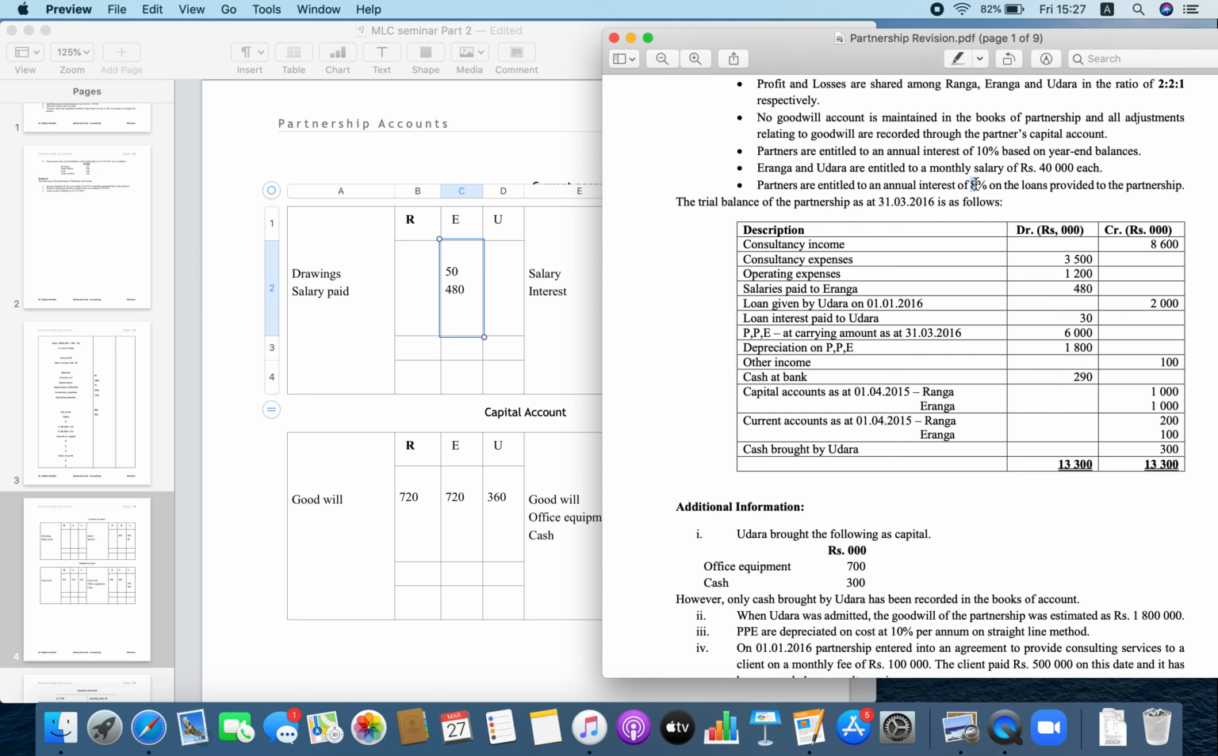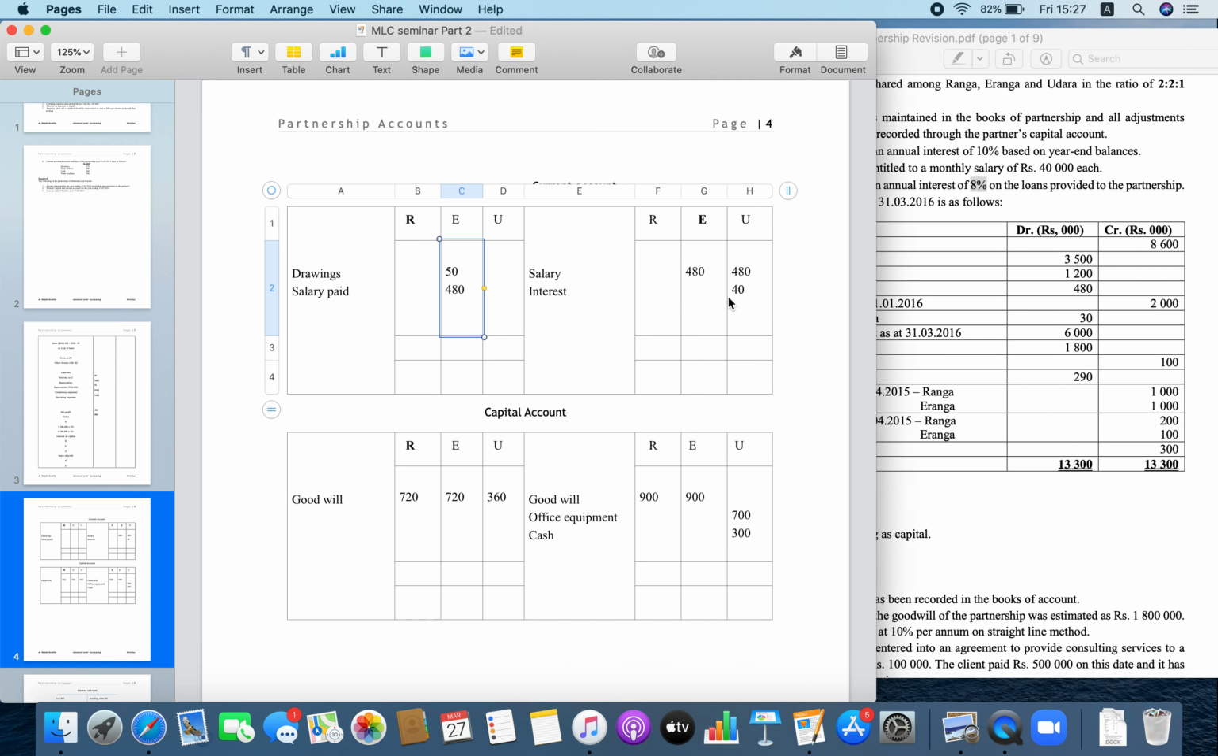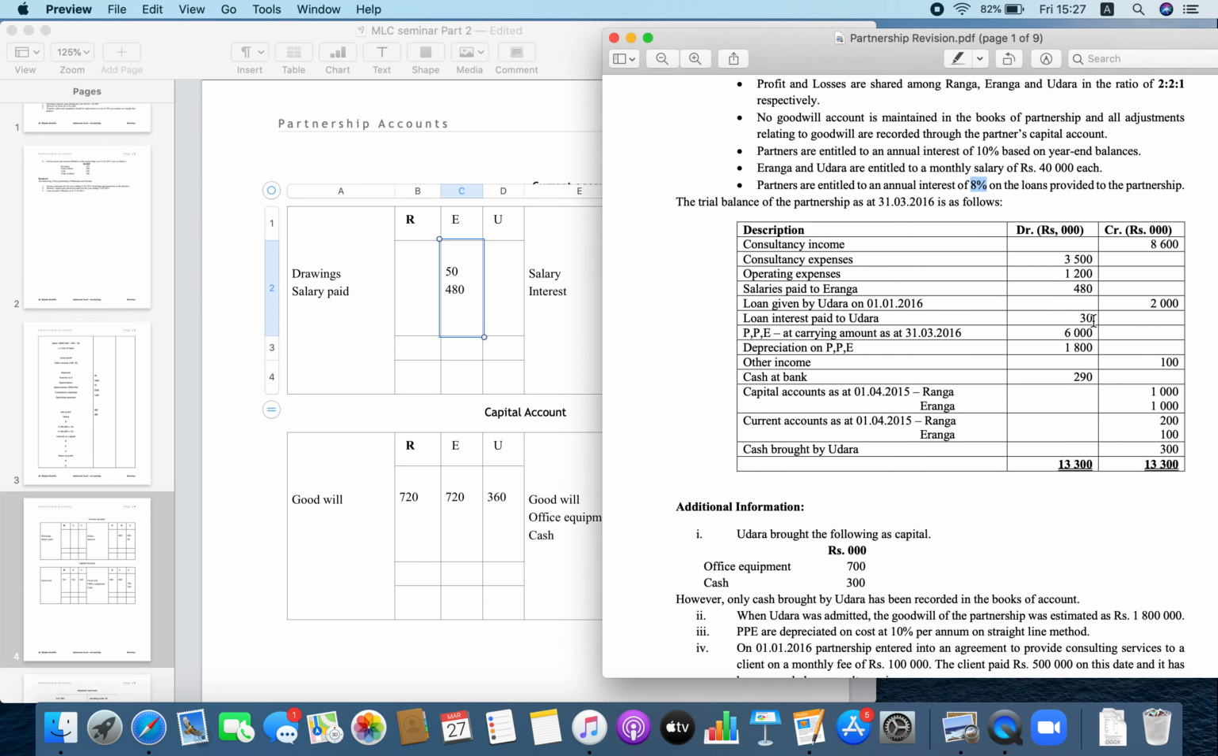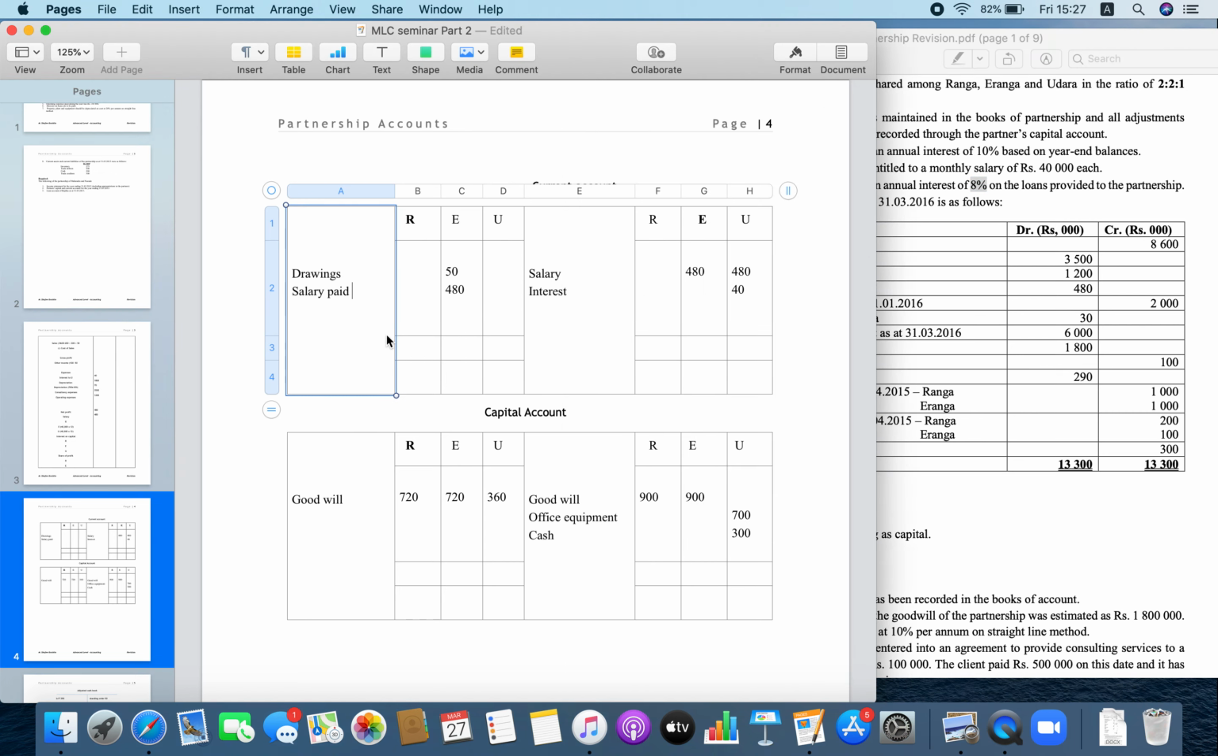We calculated 8% loan interest and we got 40. So remember, any income according to the agreement should be credited to the current account. But if the same income has been paid, see the same income of 30 has been paid, then this should be debited to the current account, right? So you go to the current account, on the debit side you mark there interest paid 30, right?